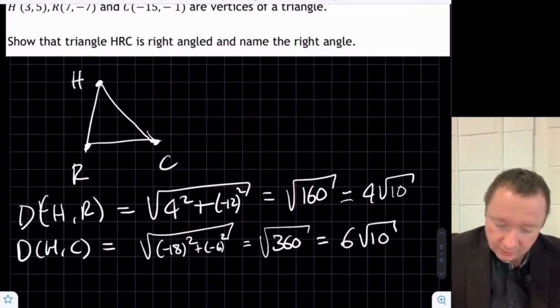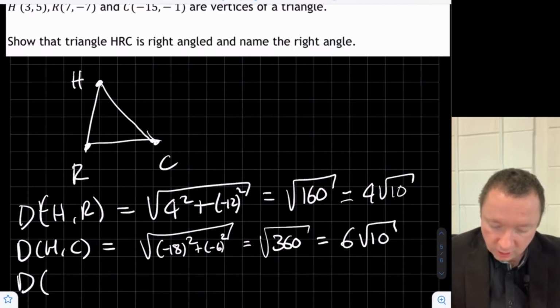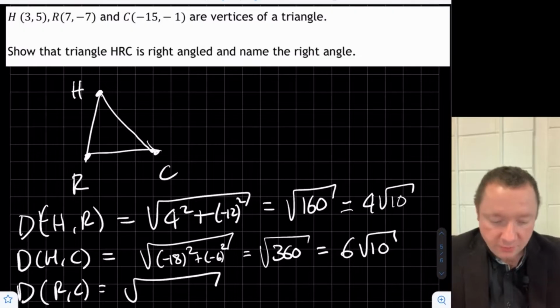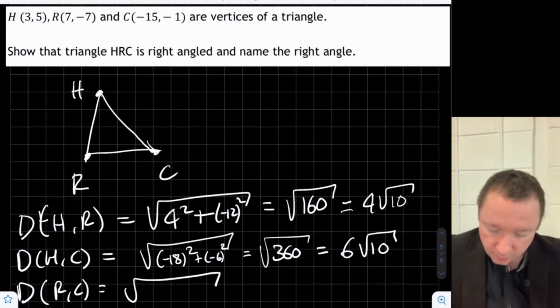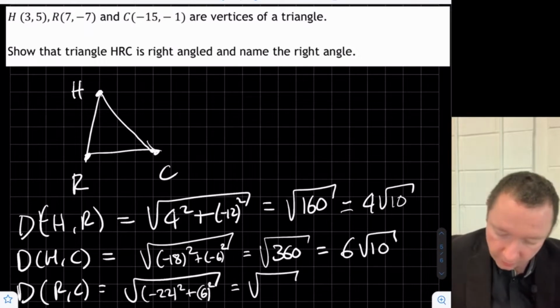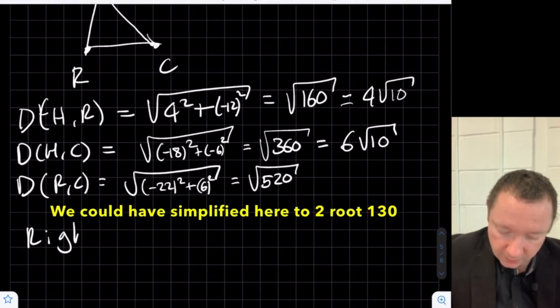And our last distance, we've done H to R, H to C, so we need to do R to C. We've got minus 15 take away 7. That's minus 22 squared plus 6 squared. That's 520. So right angle triangle is by Pythagoras.